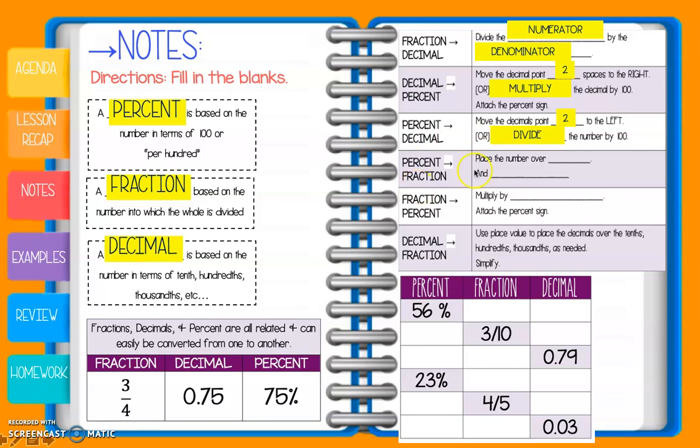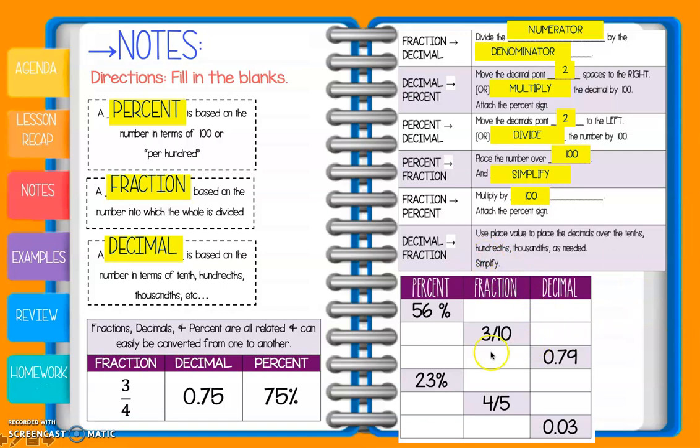Okay. To take a percent to a fraction, you're going to place the number over 100. So you're going to take the percent, put it over 100 and simplify if you can. From a fraction to a percent, you're going to take that fraction, multiply it by 100, and attach the percent sign. And then from a decimal to a fraction, you're going to use place value. If the decimal is in the tenths place, you're going to place it over 10. If the decimal goes to the hundredths place, you're going to place it over 100. If it goes out to the thousandths, you're going to put it over 1000, and then you're going to simplify if necessary.